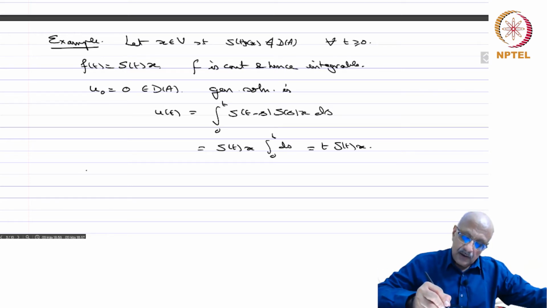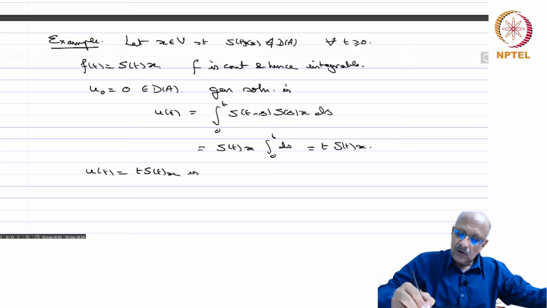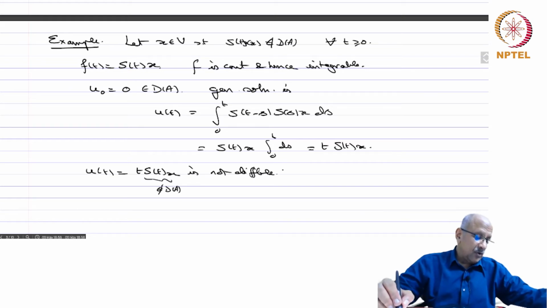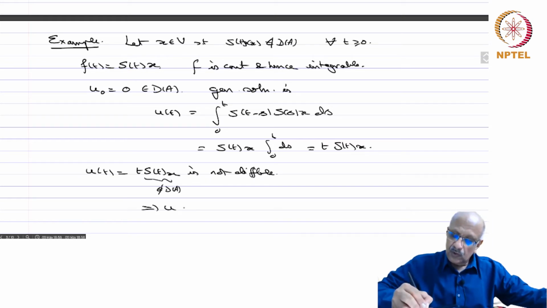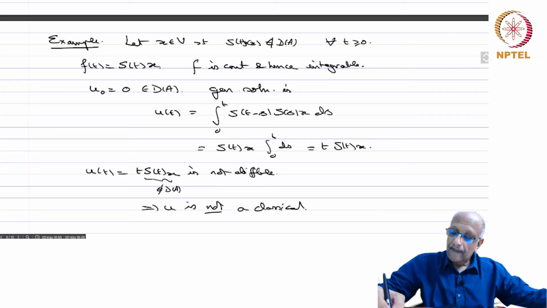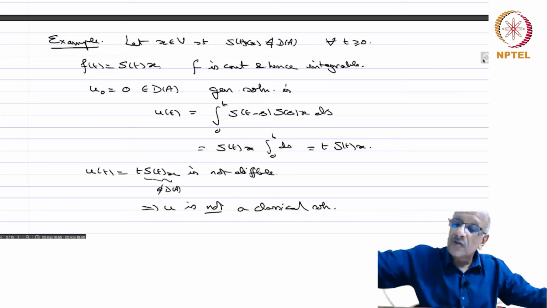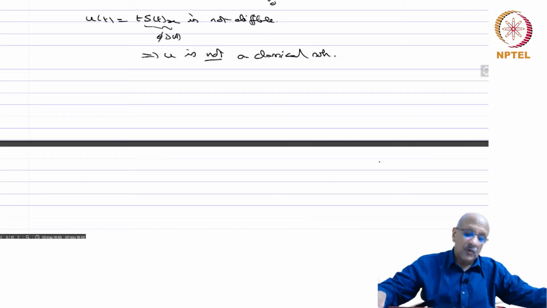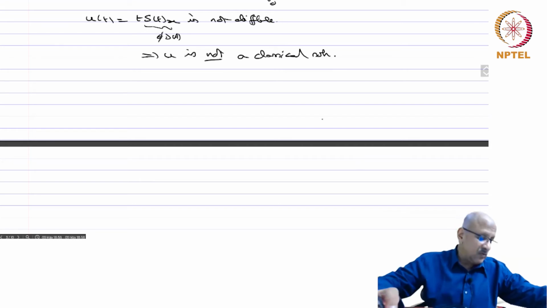But u(t) equals t times S_t of x is not differentiable, since you have S_t of x does not belong to D(A), and therefore this is not differentiable, we know, and therefore u is not a classical solution. So a generalized solution will always exist, but it may not be a classical solution. So when will a generalized solution be a classical solution? This is the question which we want to ask.